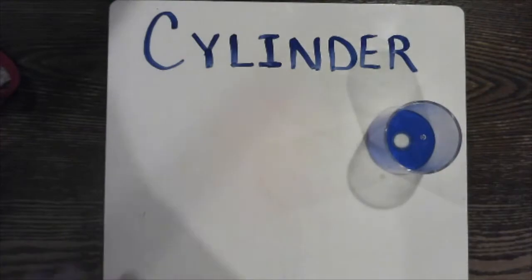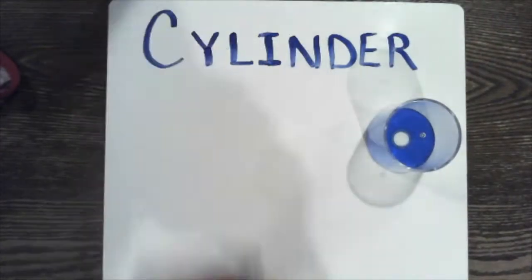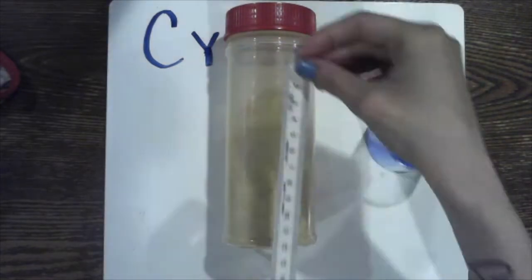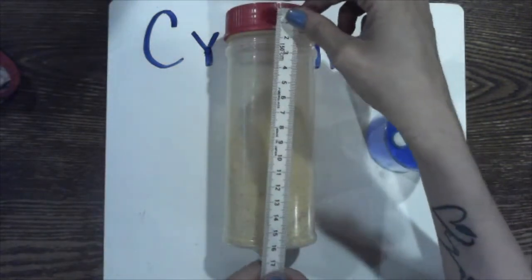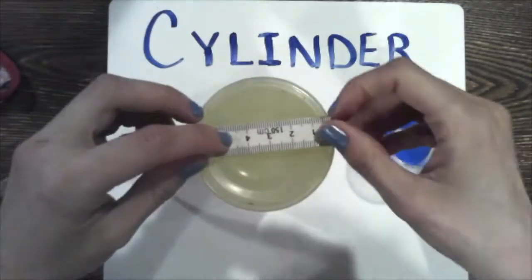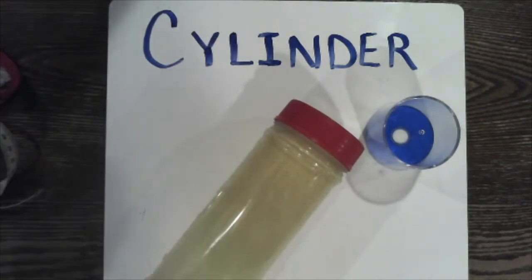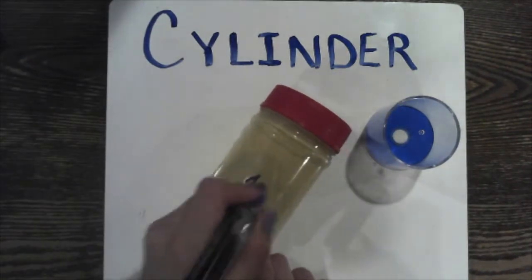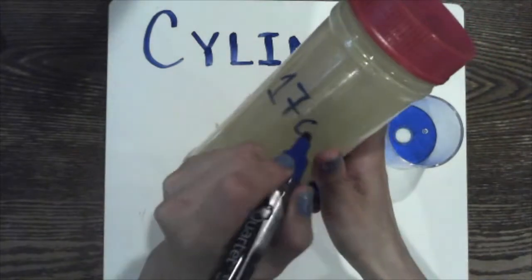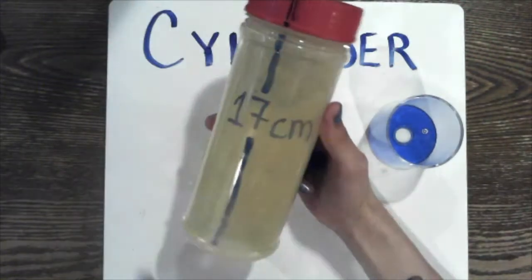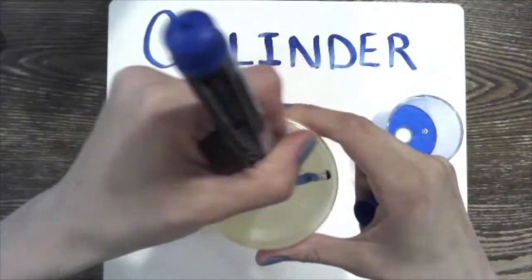Let's take a look at a much more interesting cylinder. This is adobo, and I love adobo. If you cook, you know it's life. So let's take a look at the height of my adobo container. It is 17 centimeters. And again, upside down, I'm sorry, the diameter of my circular base is 6.4. Let's write down the dimensions. 17 centimeters is my height, and the diameter right here is 6.4 centimeters.